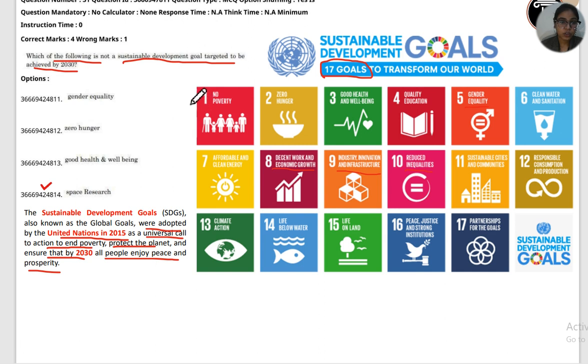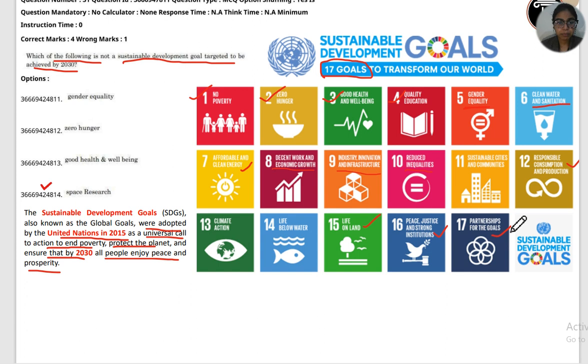The first one was no poverty, second is zero hunger, third is good health and well-being, fourth is quality education, then we have gender equality, clean water and sanitation, affordable and clean energy, decent work and economic growth, industry, innovation and infrastructure. Then we have reduced inequalities. Goal number 11 is sustainable cities and communities. Goal number 12 is responsible consumption and production. Goal number 13 is climate action. Goal 14 is life below water. Goal number 15 is life on land. 16 is peace, justice and strong institutions. 17 we have partnership for the goals.